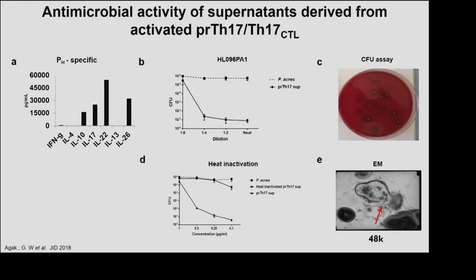And then if we do electron microscopy, we see that the mechanism of killing is through pore formation of the bacterium membrane, leading to cytolysis. The molecule that's responsible for the killing is heat sensitive, because if we heat inactivate these supernatants and then do the CFU assay, we lose the killing ability, suggesting that this molecule may be a protein.